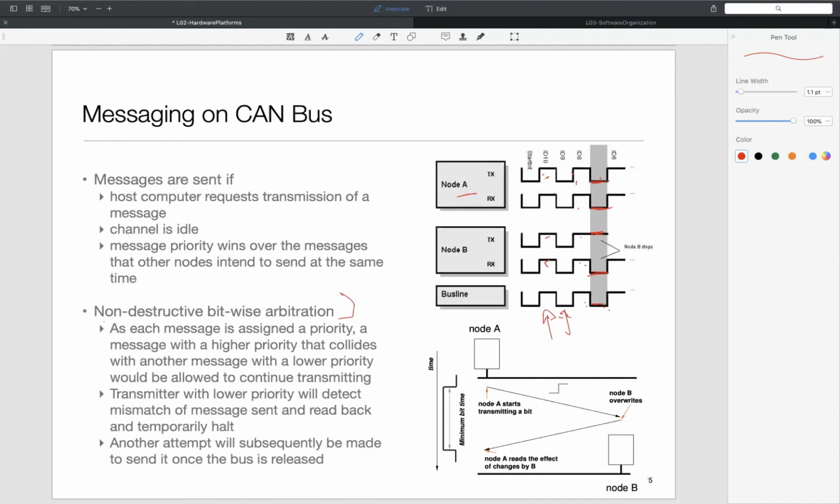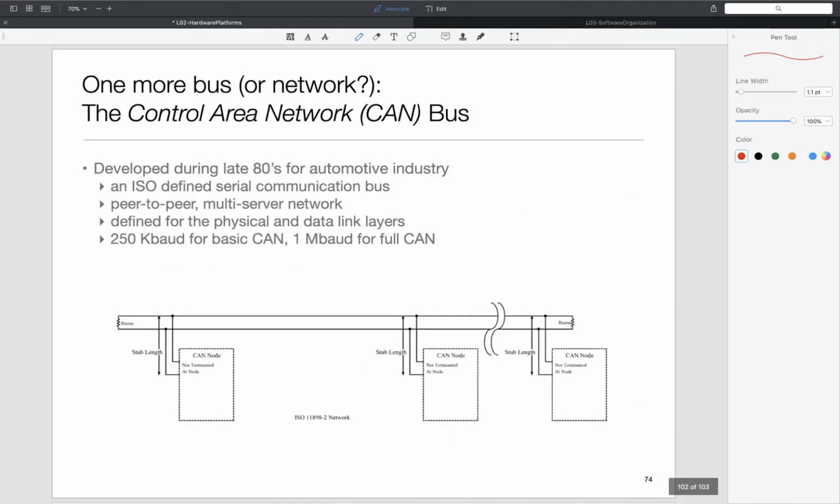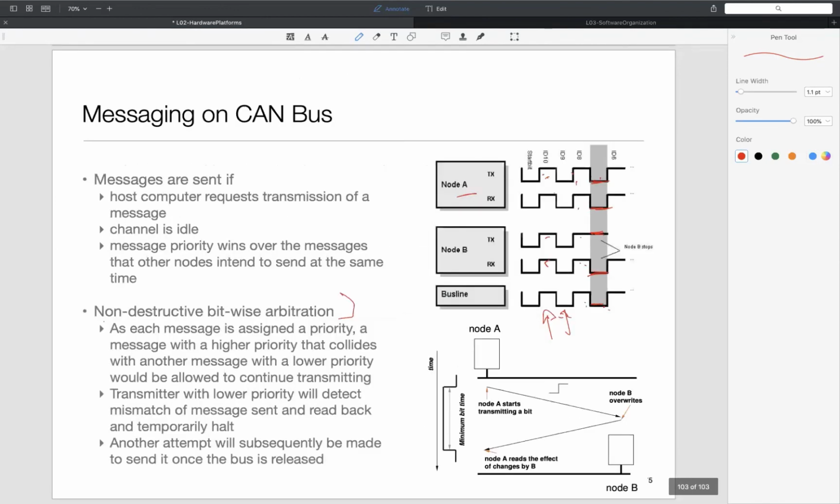The same node may send messages with different levels of priority. So you can think of this like a priority-based protocol, and the message with the highest priority is the one which goes through. So that's how CAN bus operates. If you notice on the previous slide, it's been there for a couple of decades. It started in the 1980s. There are a lot of papers discussing issues that arise because of this particular arbitration protocol.